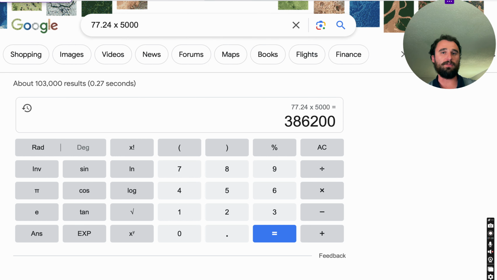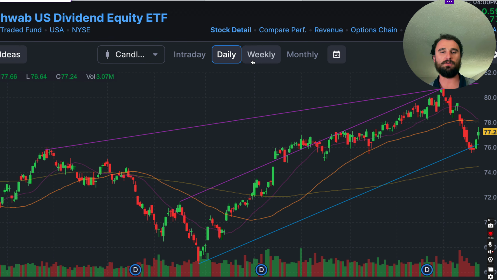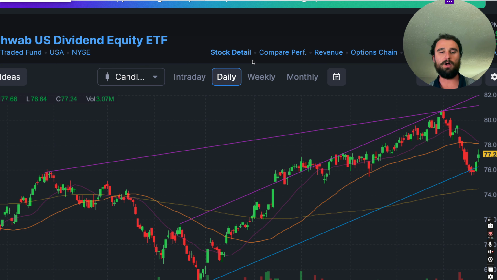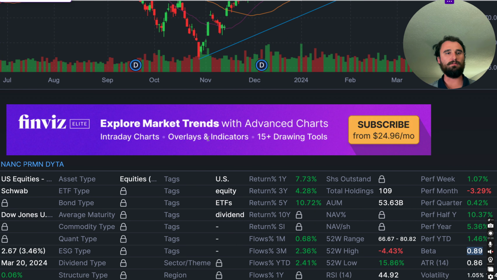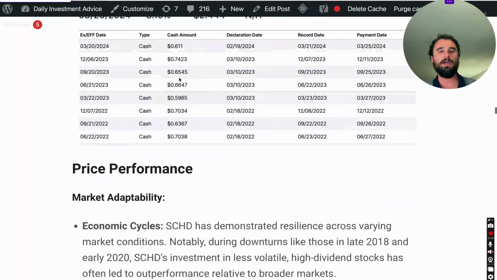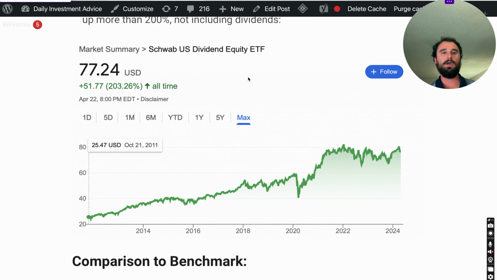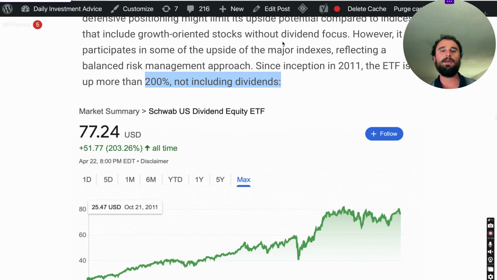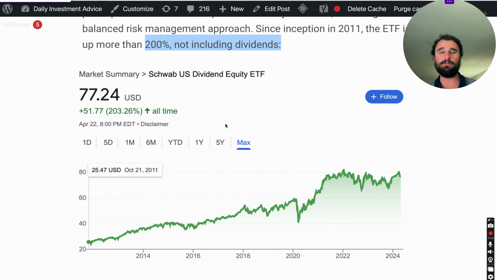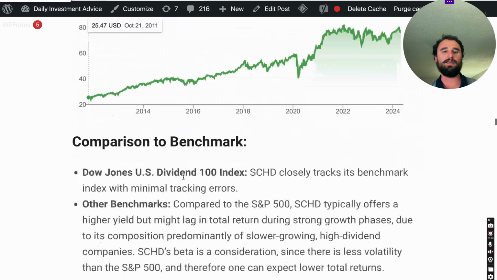Now, the benefit of this ETF is that you have lower volatility relative to the S&P 500. You can also look at it from the perspective of getting a less volatile investment that can help to rebalance my portfolio, or look at it in terms of the overall return profile over the long term. You'll see here that the share price is over 200% since inception in 2011, not including dividends, just the return by itself. So you get a steady return from this ETF.